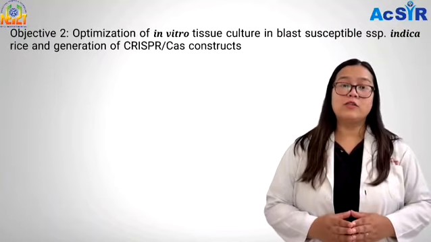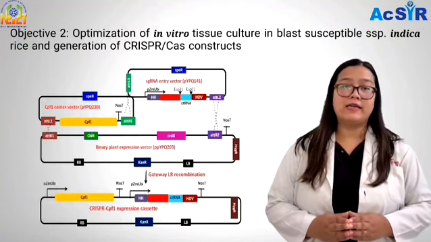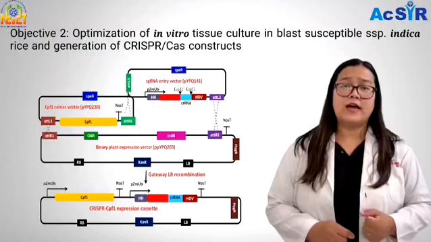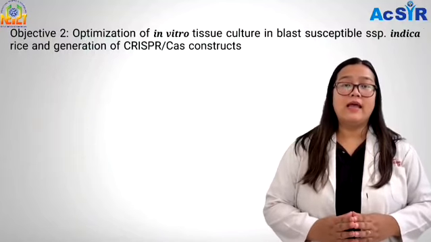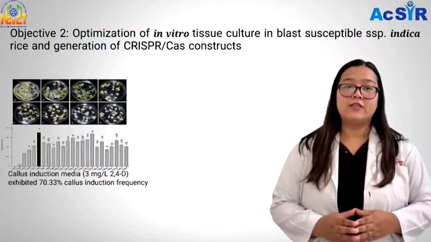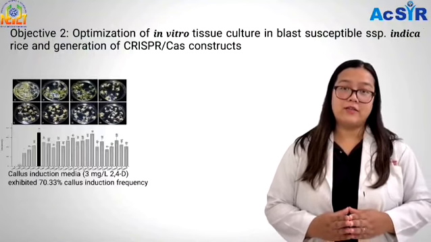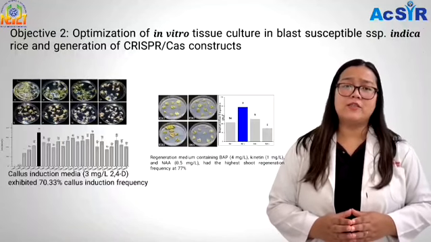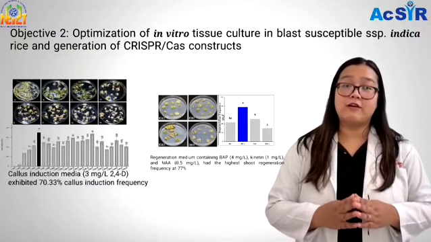The second objective focused on designing CRISPR-Cas12a gene editing constructs via gateway cloning technology to target OsHTT701 and optimizing the rice tissue culture protocols. In Ranjit, I achieved a callus induction frequency of 70% and a regeneration frequency of 77%, establishing a robust platform for genetic transformation.